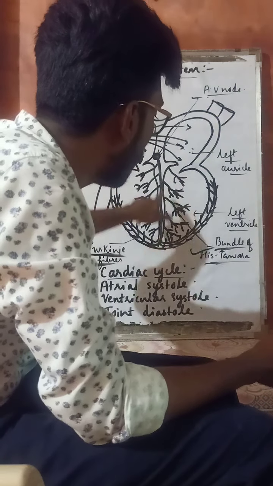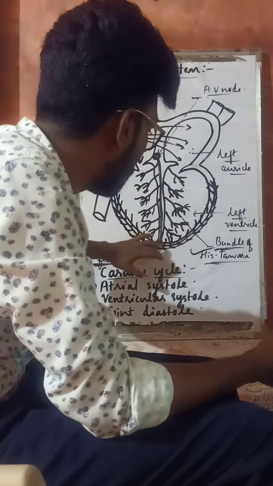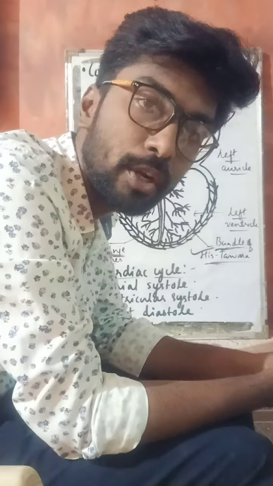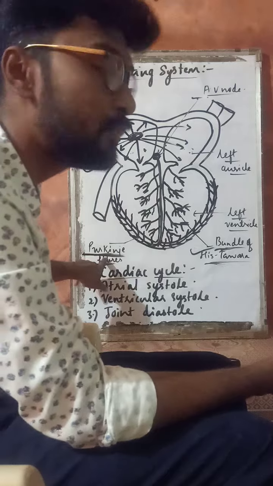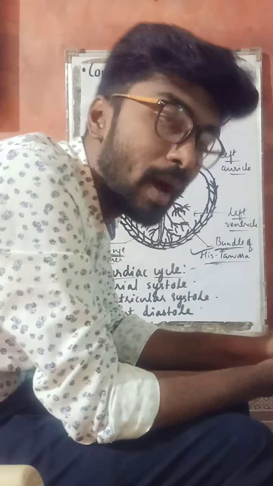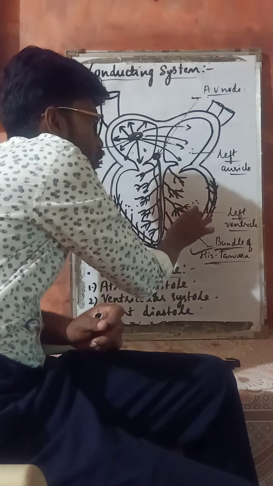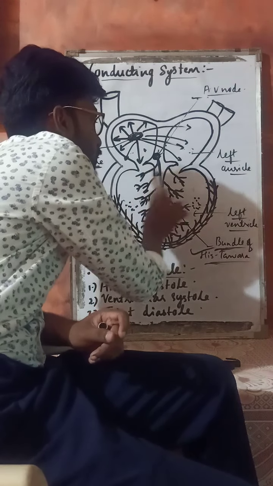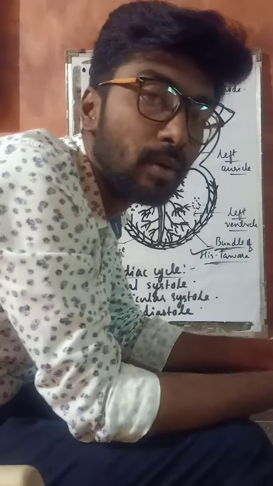ओके तो इनको मैं बोलूंगा बंडल ऑफ हिस तवारा, पर ये बंडल ऑफ हिस तवारा जब आपके मायोकार्डियम ऑफ वेंट्रिकल्स में एंटर होते हैं, they get divided into two branches, one is right ventricle, one is left ventricle, and they form Purkinje fibers. Now this Purkinje fiber will pass the wave of contraction to the entire wall of the ventricle. पूरे ventricle को आपका impulse पहुंचाने का काम करता है आपका ये Purkinje fibers, right?